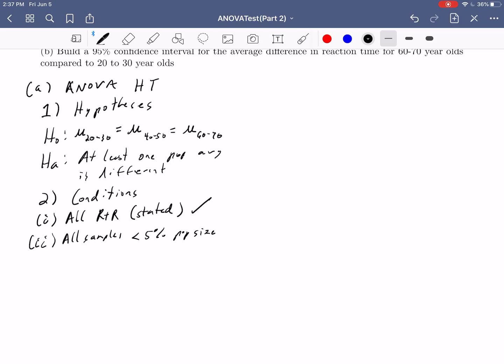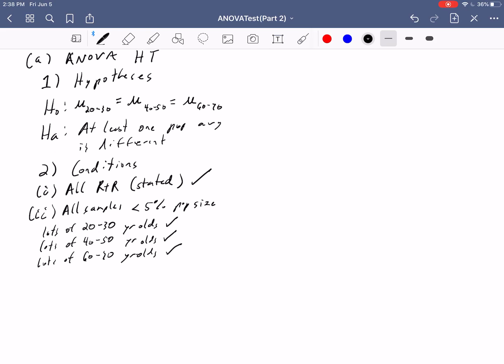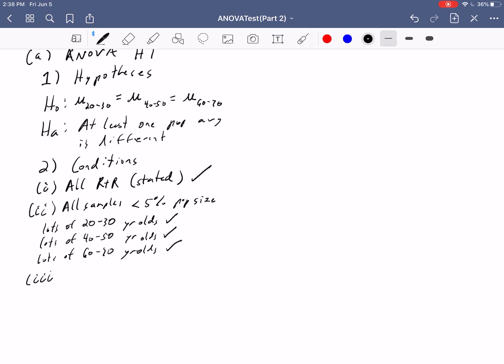The only thing we need to be careful about here, I mean, obviously the adult populations are absolutely massive, is to specify that we do have three different populations here. So we can just say lots of 20 to 30-year-olds, definitely. Lots of 40 to 50-year-olds, definitely. And lots of 60 to 70-year-olds, definitely. So we're all good.